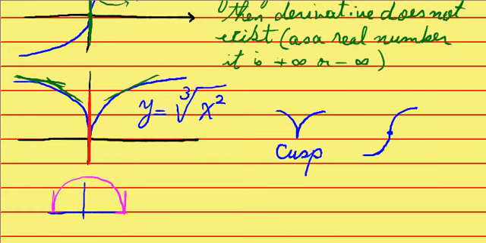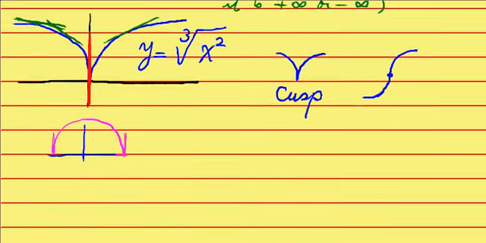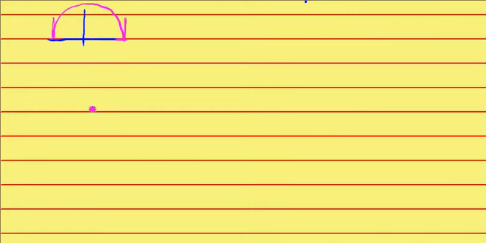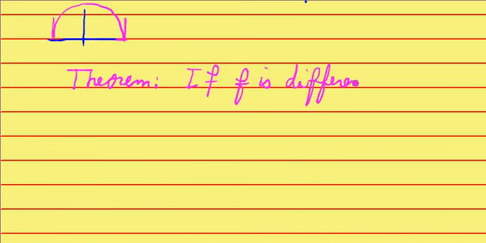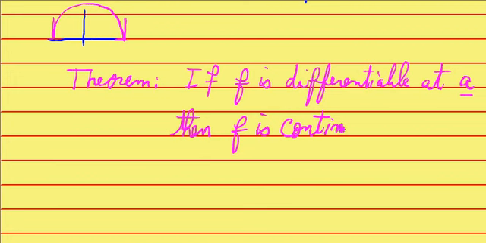Okay, now I left one item for the last, which is a theorem. Theorem says if f is differentiable at a point, let's call it at A, then f is continuous at that same point.